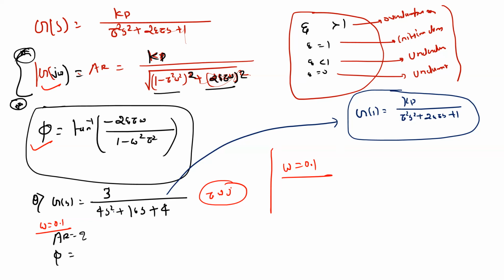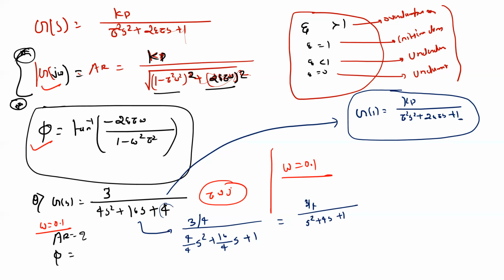So this one is given 3 upon. Here you can see there is a 4, but here it is 1. So you have to convert this 4 into 1. How can you convert this? I'll divide by 4 in numerator and denominator. I'll be getting 3 by 4 upon 4s square plus 16 by 4 s plus 1. So finally, you will be getting 3 by 4 divided by s square plus 4s plus 1. Is it clear? Tell me, anyone has any doubt?